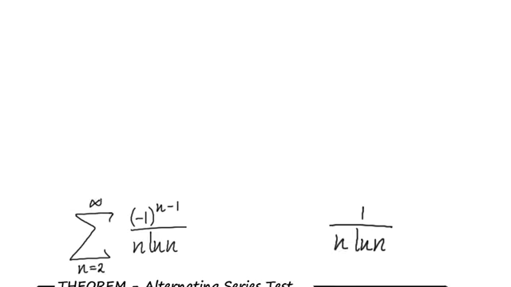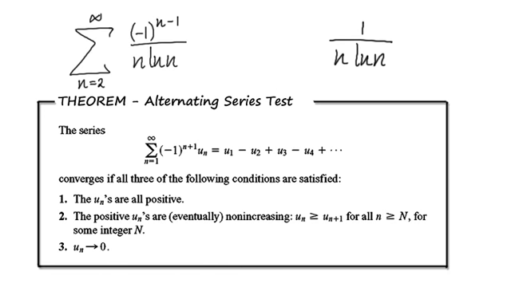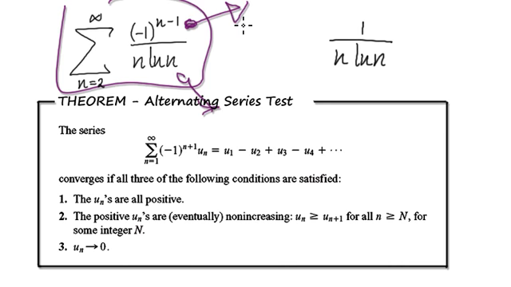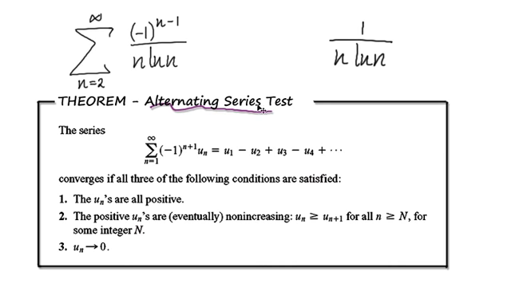Following on from the previous video, we used the absolute convergence test, and it didn't really help us. So now we're going to use the alternating series test. We are trying to determine if this series will converge or diverge. Well, let's try the alternating series test.